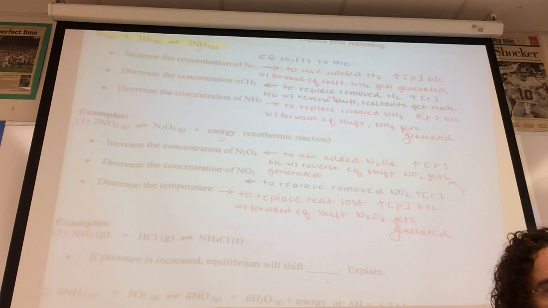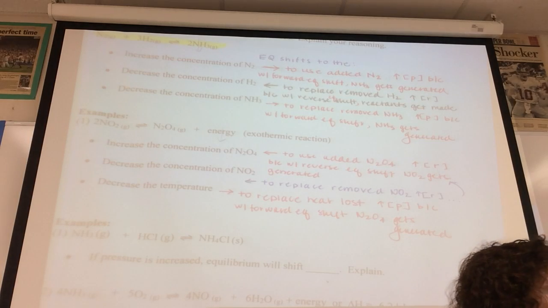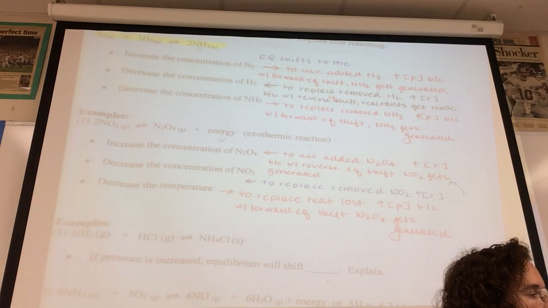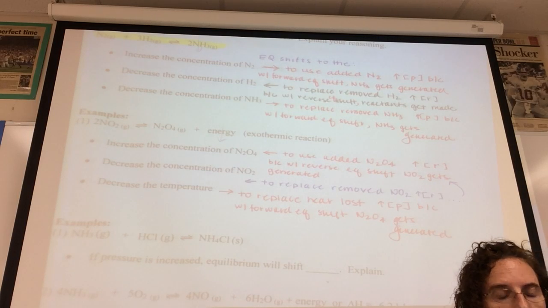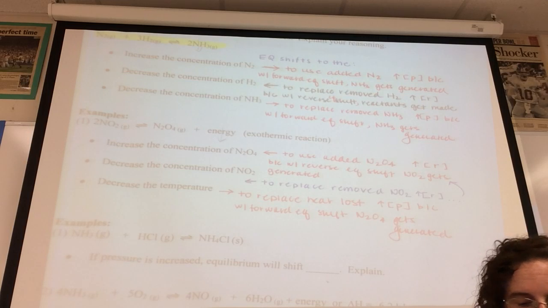When you increase the pressure of a system, equilibrium will shift in the direction of the smaller volume of gaseous particles. You determine the volume of the gases based on your stoichiometric coefficients. So what you're going to see here as you increase pressure of a system, equilibrium shifts in the direction that has the smaller volume of gases.